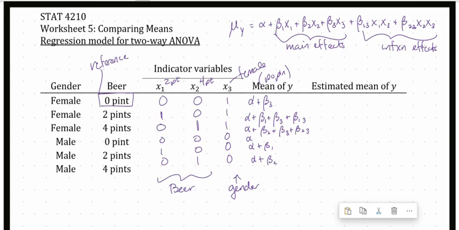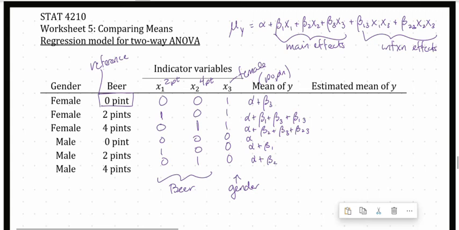Alright, so if we were to interpret this model, we would see that alpha is the population mean of perceived attractiveness when all of the x's are equal to 0. Well, the only time all of the x's are equal to 0 is for males who drink 0 pints. And that's consistent with what we had here. Alpha is the population mean response for males who drink 0 pints.